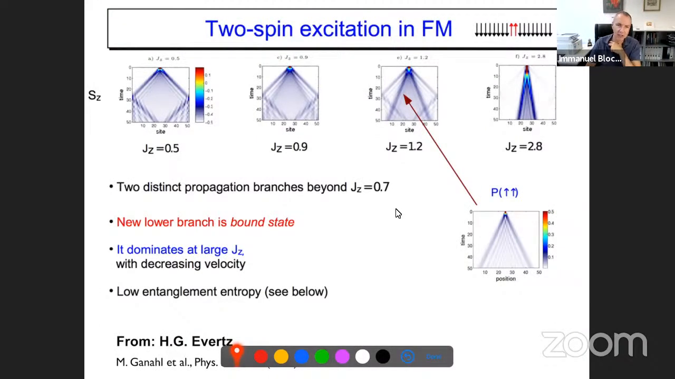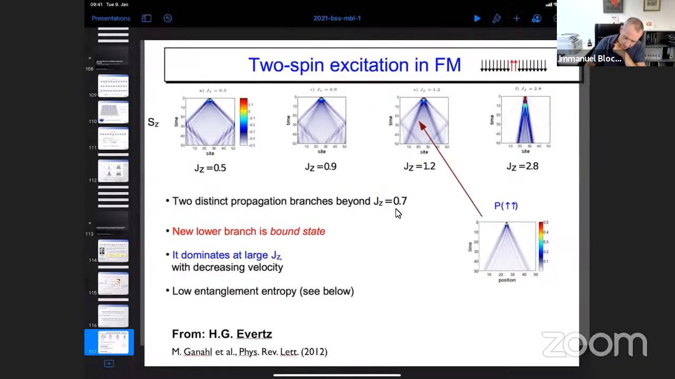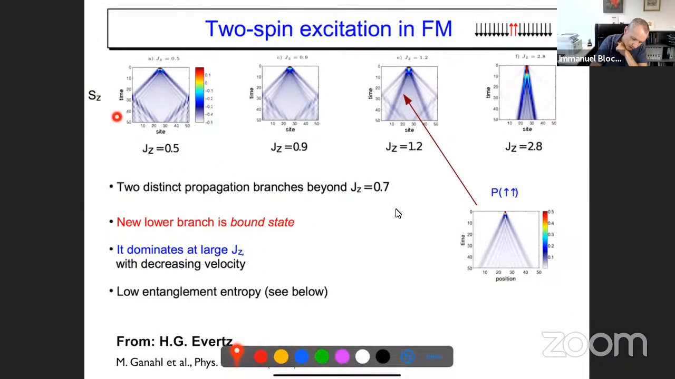Here are some DMRG simulations where you have time on this axis here. You have the lattice sites on the horizontal. You flip initially two spins, and then you look at the evolution of the system. And you can actually see that when you turn on this JZ interaction, when you make this JZ term stronger and stronger, you see a breakup of the spins. This is this cone here. And you see a second cone evolving, which is exactly these bound magnons propagating now in the system.